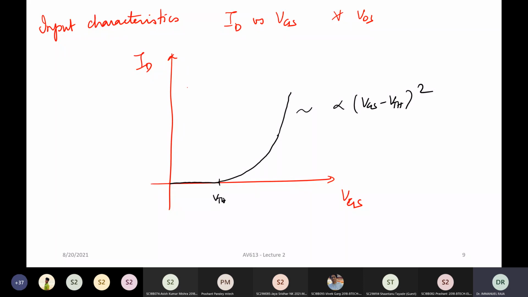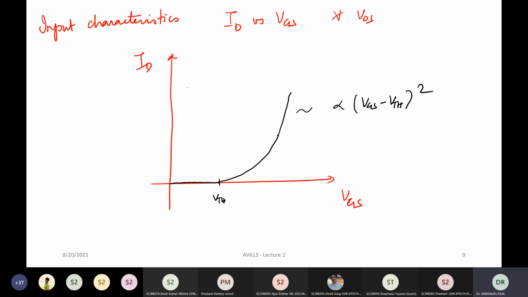Now, this equation is valid only for longer channel length devices. If you are looking at 1 micron, 2 micron, or 4 micron MOSFET devices, that is, channel length equal to 1, 2, or 4 micron, the older MOSFET devices, this behavior is very much true. But this is not true for deep submicron processes, like 180 nanometer, 130, 90, 65, and so on. This model is not exactly true. We will look at why it is not true in probably the next class.